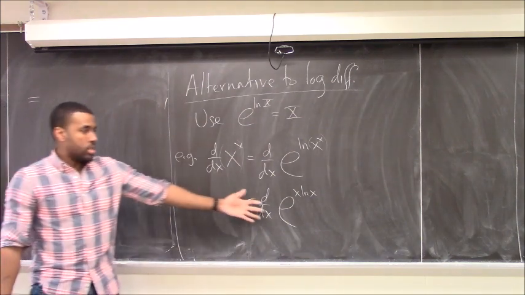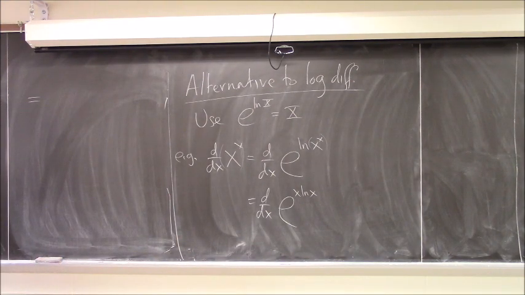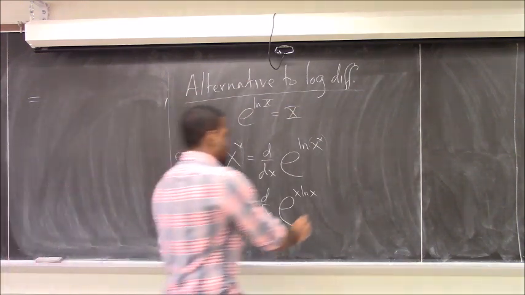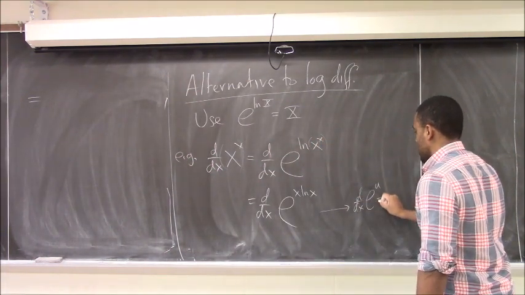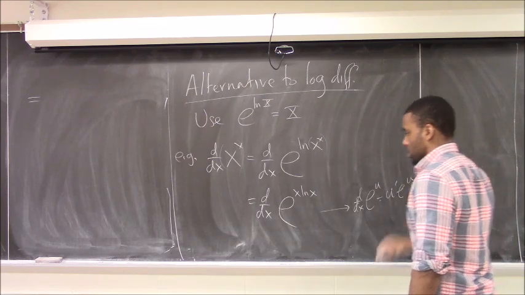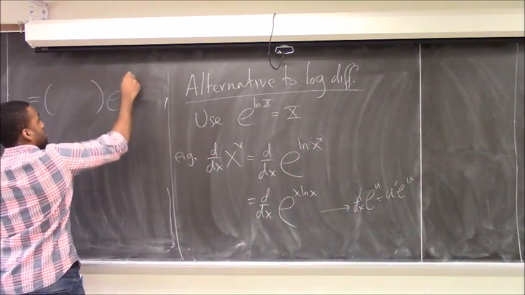How do I differentiate this guy, e to that? u prime e to the u. Exactly. At this point, I'm going to apply the rule. The derivative of e to anything is just the derivative of the power times the original function. So that's what I'm going to do. I'm going to take the derivative of the power and multiply that by the original function.